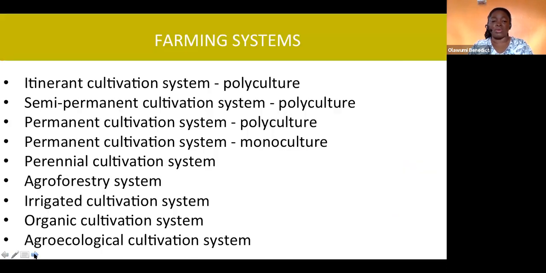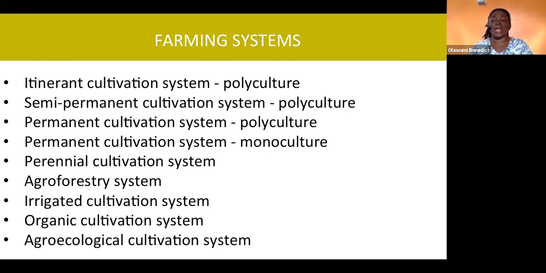And so we move on to today's session. Today we're going to look at the different farming systems. We're going to look at the itinerant cultivation system, the semi-permanent cultivation system, polyculture, the permanent cultivation system, polyculture, and the permanent cultivation system, monoculture. And we're going to look at the similarities and the differences between these systems. And then we're going to look at the perennial cultivation system. These are what we'll discuss.